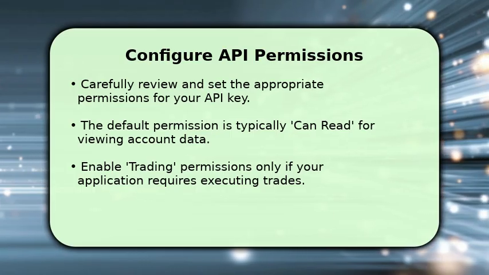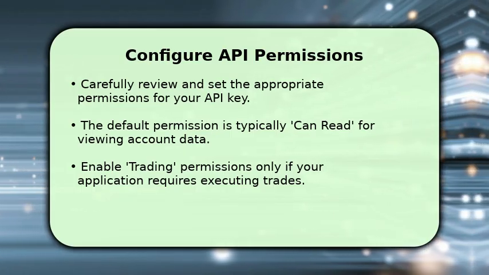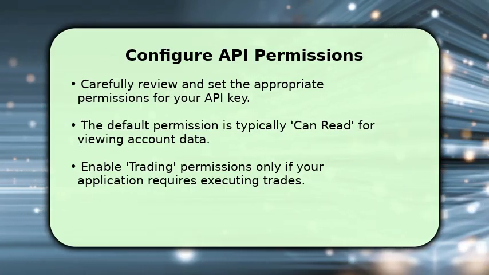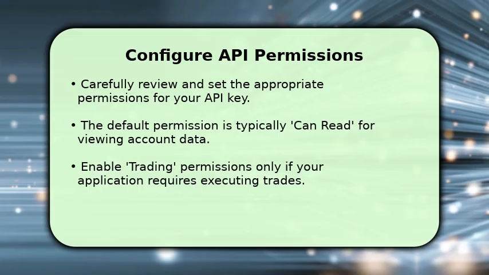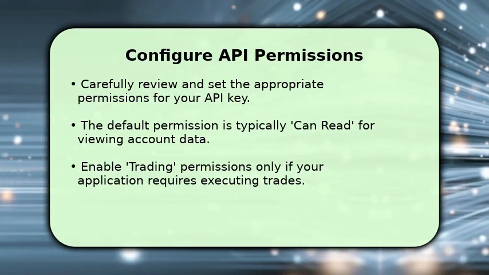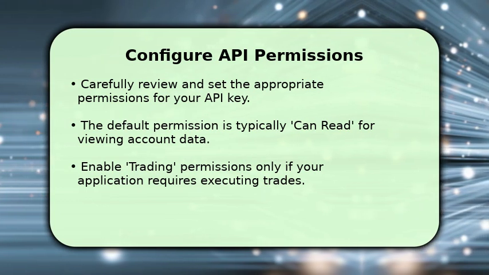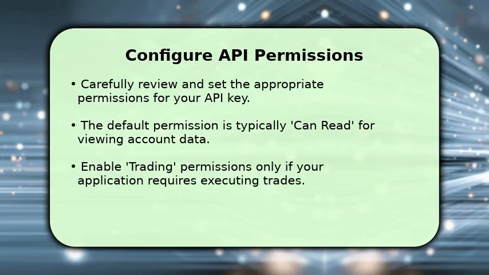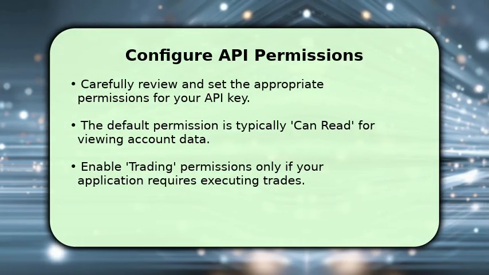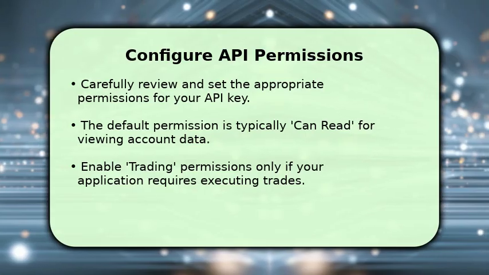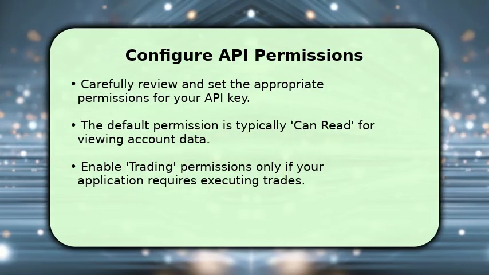By default, new API keys usually have CAN-read access, allowing them to view your account information and market data. If your application needs to place or cancel orders, you must explicitly enable trading permissions. For maximum security, it is strongly recommended to avoid enabling withdrawal permissions unless absolutely necessary, as this significantly increases risk. Always grant the minimum permissions required for your intended use.